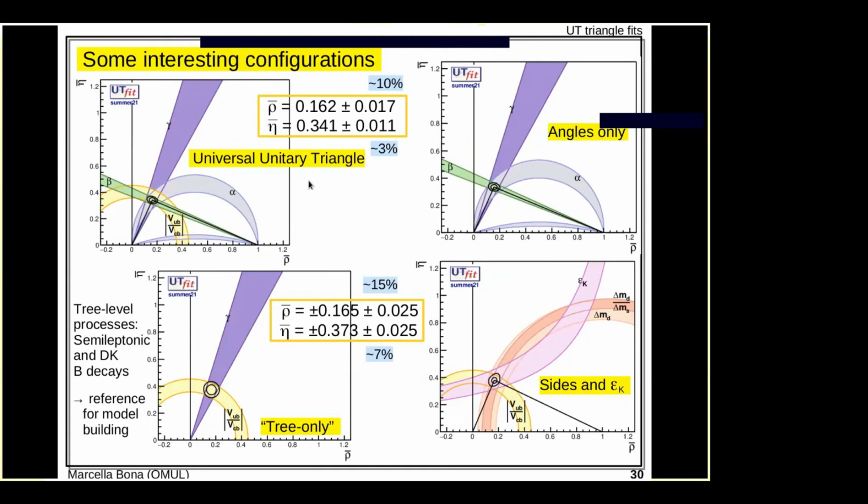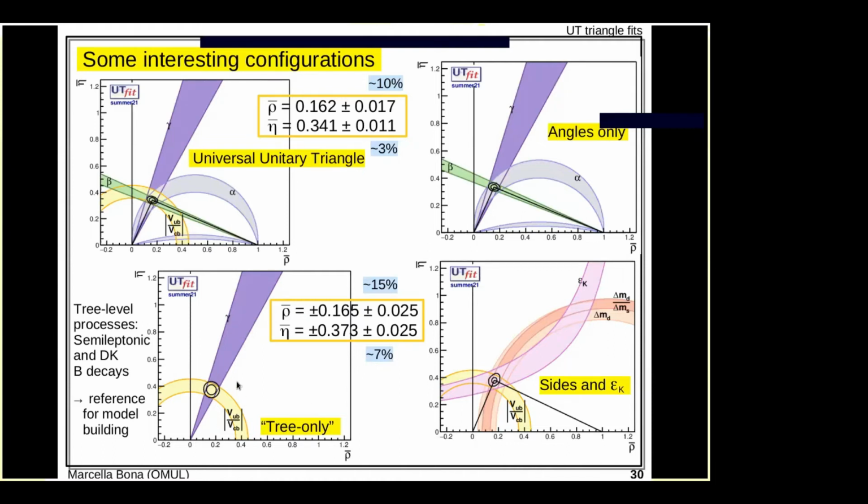There are some different configurations that people are also looking at. There have been several papers from other collaborations also coming out with different configurations. So of course, you've already seen the angles only. You have already seen the sides plus the K mixing. You can have this is Burra's idea of having this universal unitary triangle, or you have the tree only.